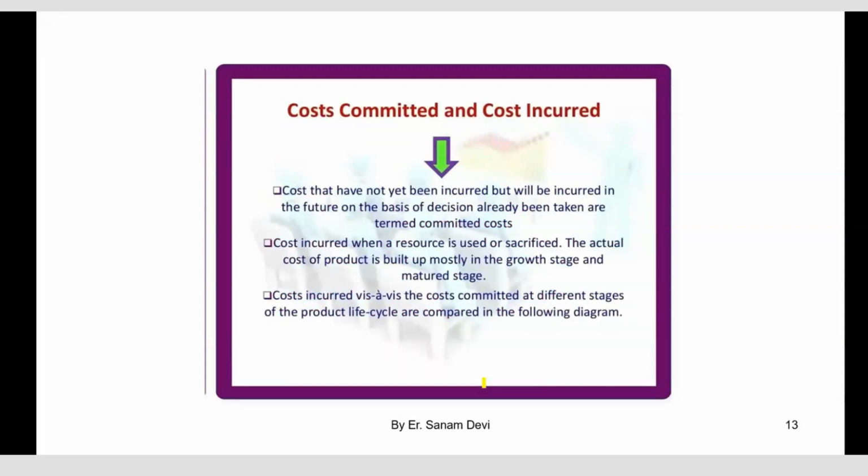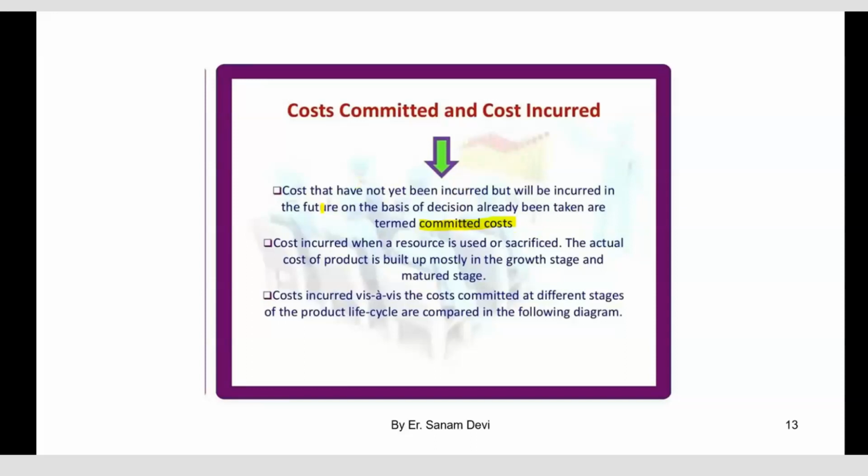Then cost committed and cost incurred. Costs that have not yet been incurred but will be incurred in the future on the basis of a decision already taken are termed as committed cost. For example, while doing BTech admission, in first year we didn't think about the payment. For example, first year 30,000, second year 30,000, third year 30,000, and fourth year 30,000 will be there. See, we are thinking only we require 1,20,000 for my college fees. But in fourth year they tell one additional 10,000 will be there for training and placement. We didn't know about that one. That 10,000 cost comes under committed cost.